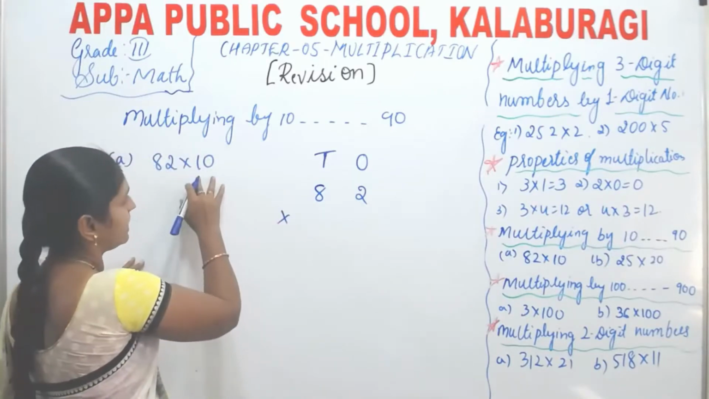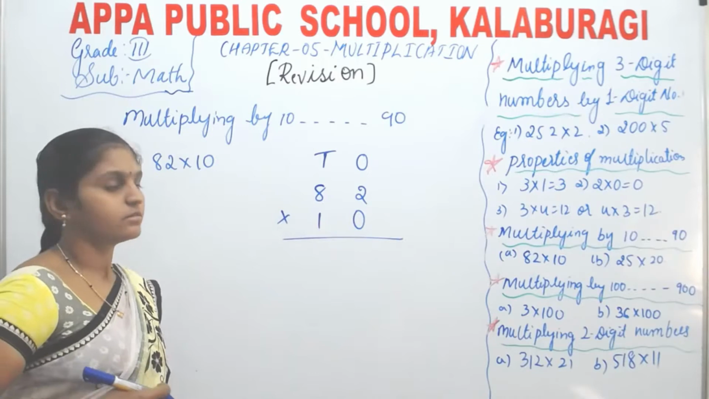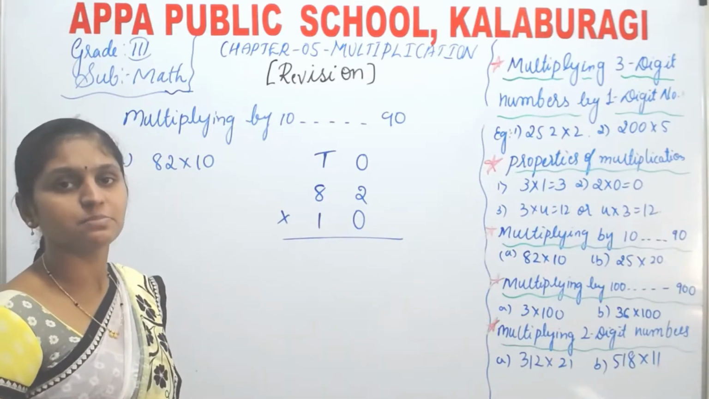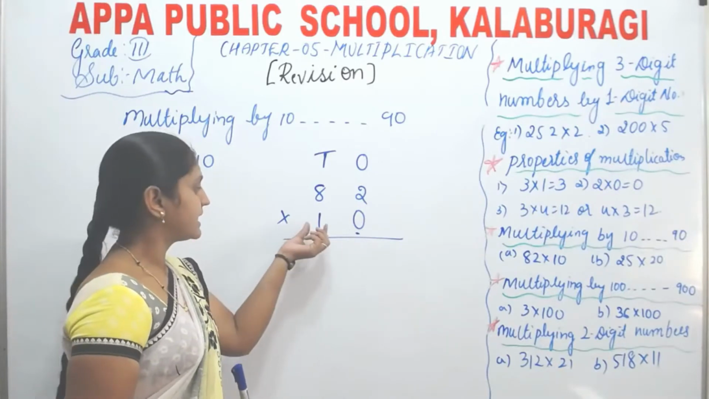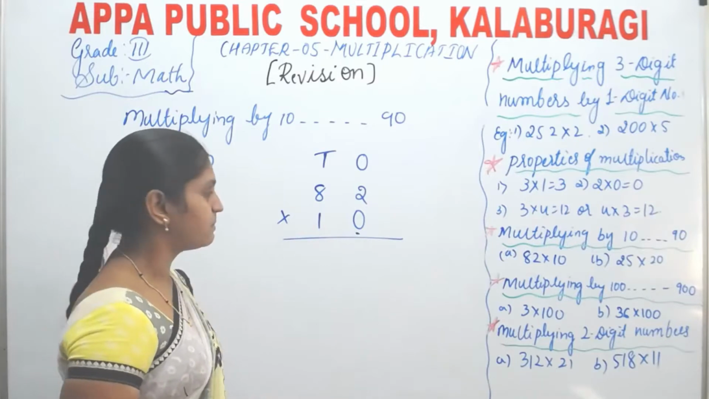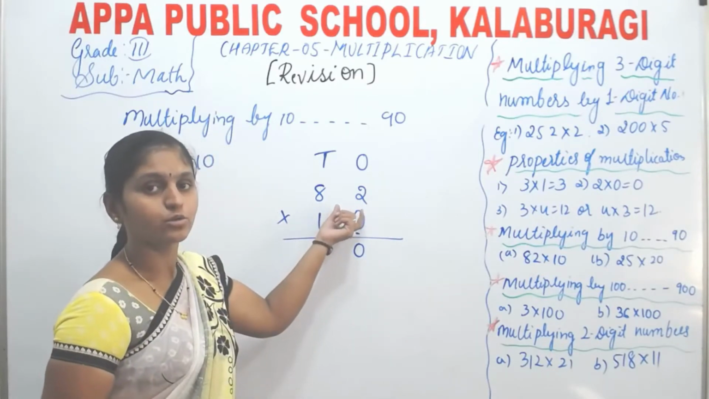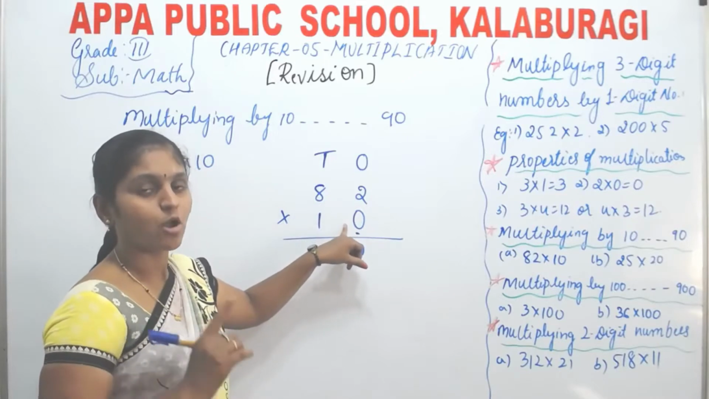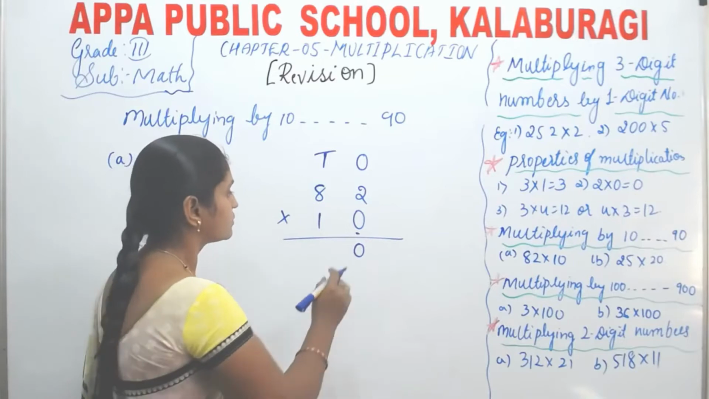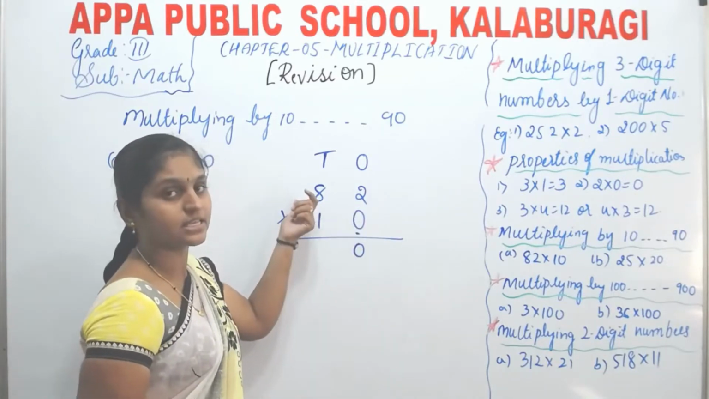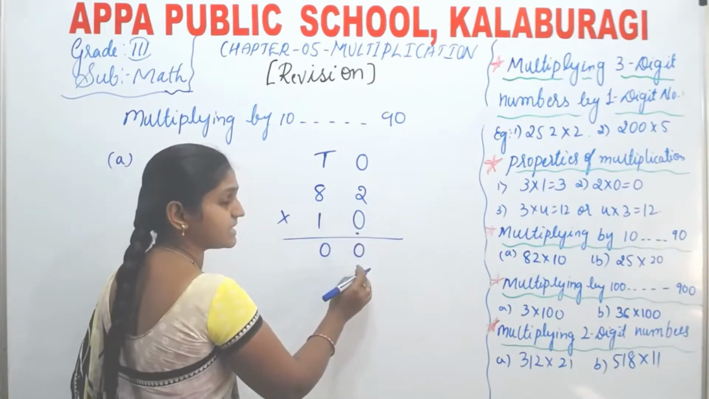Multiply by 10 again. 82 into 10. First we have to multiply with the ones place. Which is the ones place here? 0. Yes. First we multiply with the ones place, then with the tens place. Here the ones place is 0. 0 into 2 is 0. So this is property number 2. Here we are using the multiplication properties. Property number 2: if we multiply any number by 0, we get 0 as the product. So 0 into 2 is 0. Again 0 into 8 is 0. Again we are using the same property. Yes, so here the ones place is over.